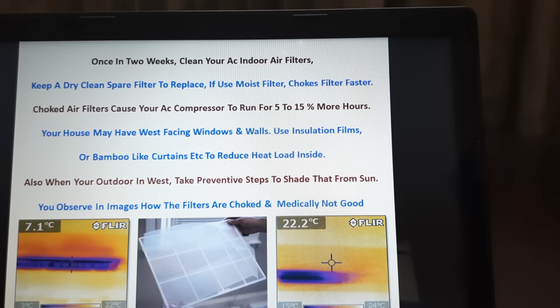Wherever you have west facing walls, you can use insulation films or bamboo-like curtains to reduce the heat load. And when the outdoor unit is on the west side, you can provide preventive shade to protect it from the sun.